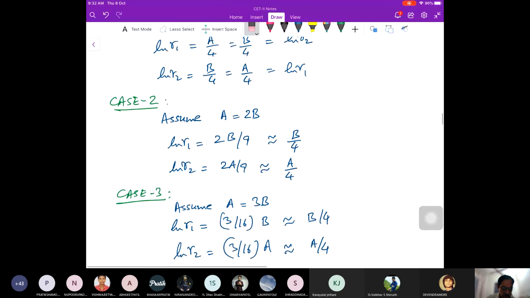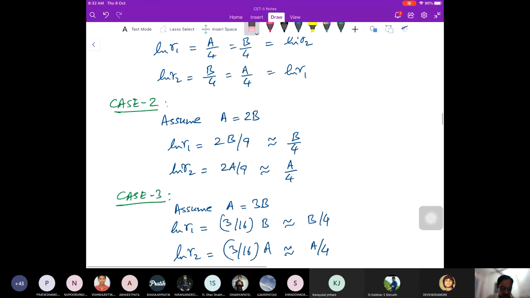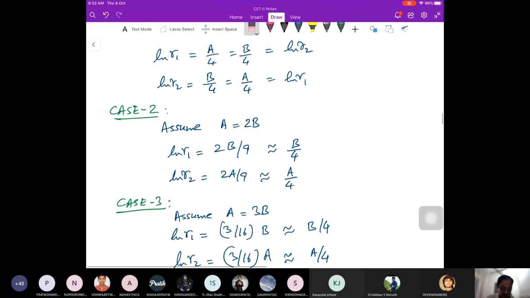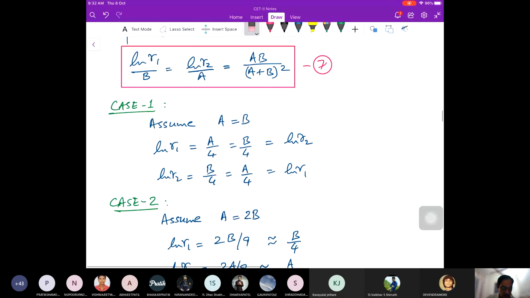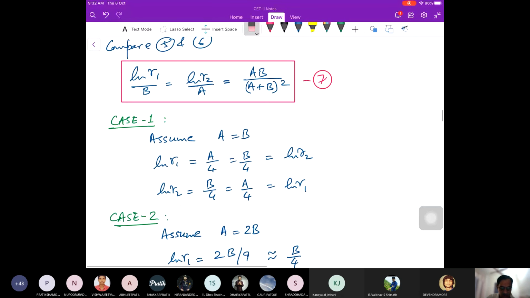So now let's look at case 3. Assume that a is equal to 3b. Again substitute and see what values come. Substitute a equal to 3b in equation 7. Try it out yourself.